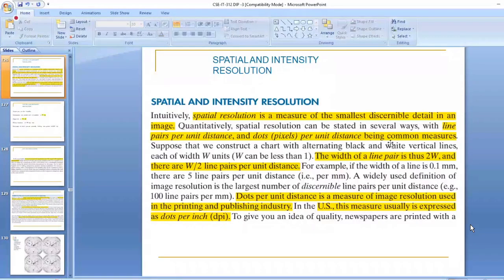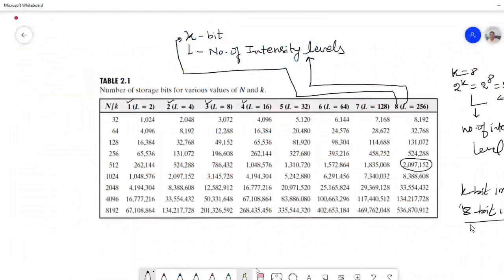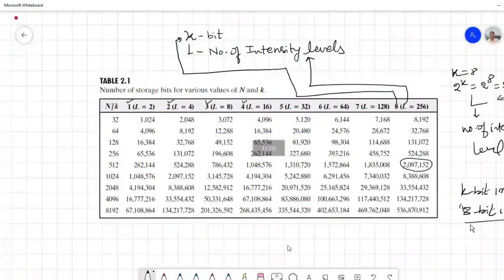ओके. सो इन दिस आप इसको यदि स्पेशल रिजोल्यूशन को एक्सप्लेन करेंगे तो क्वांटिटेटिवली, नॉट क्वालिटेटिवली, क्वांटिटेटिवली this spatial resolution can be stated in several ways. Like first one, line pairs per unit distance.